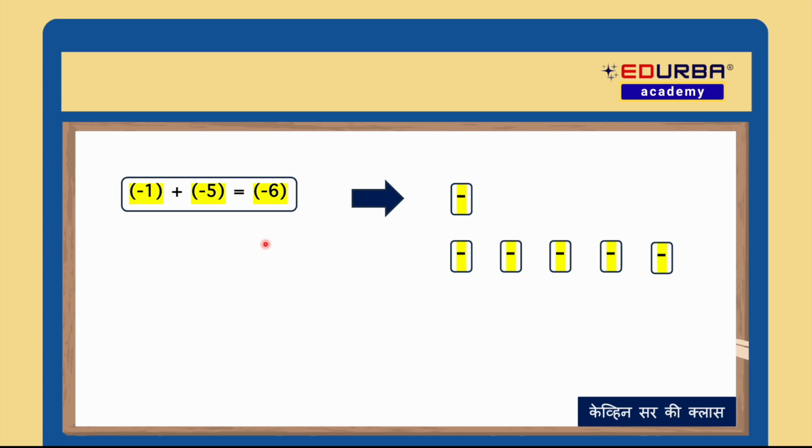Now let's show the same thing with the sign blocks. So here we have 1 minus, that's what is shown here. Here we have 5 minuses, and that's what we have shown here. So how many minuses do we have? Total 6 minuses we have.